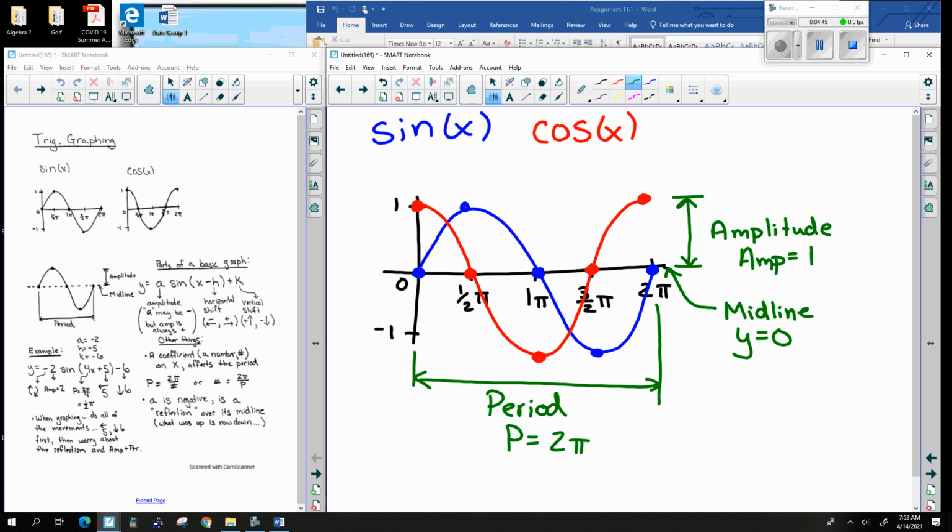Okay, so that is the basics. Now, all of this stuff can be manipulated. How today's assignment begins is, how do I manipulate the amplitude and the period? There are other things that can be done. We can move these up and down and left and right. But how do I manipulate the amplitude and the period? Let's take a moment and talk about that.